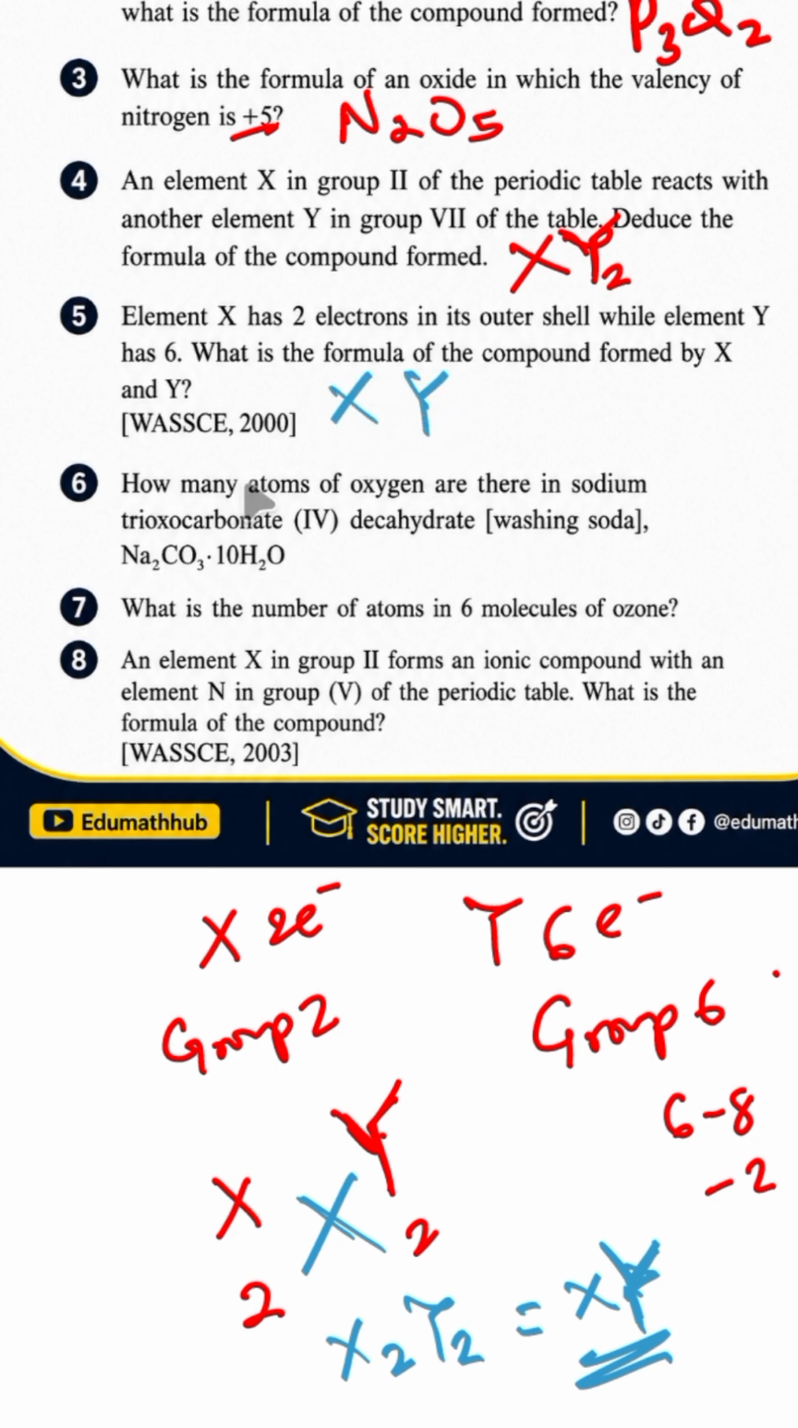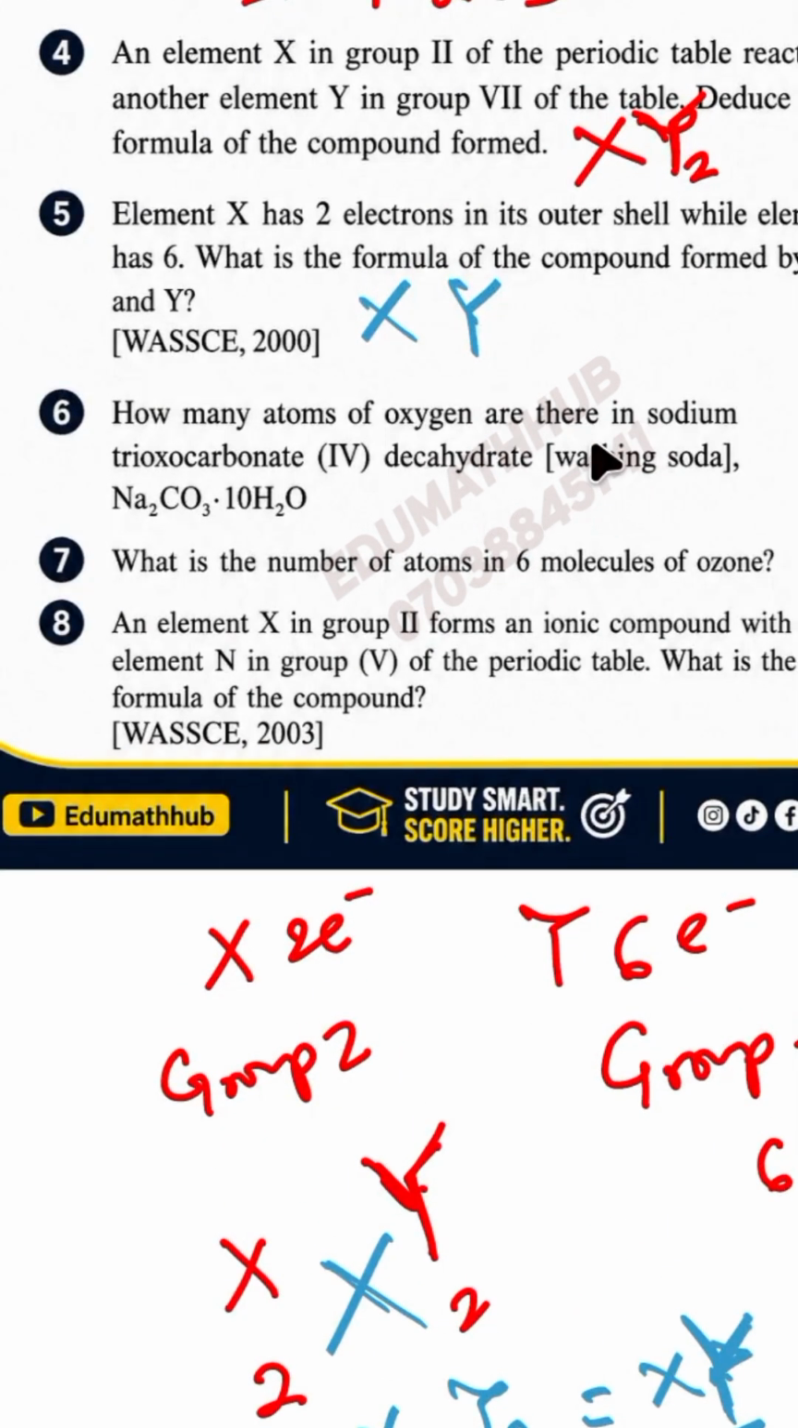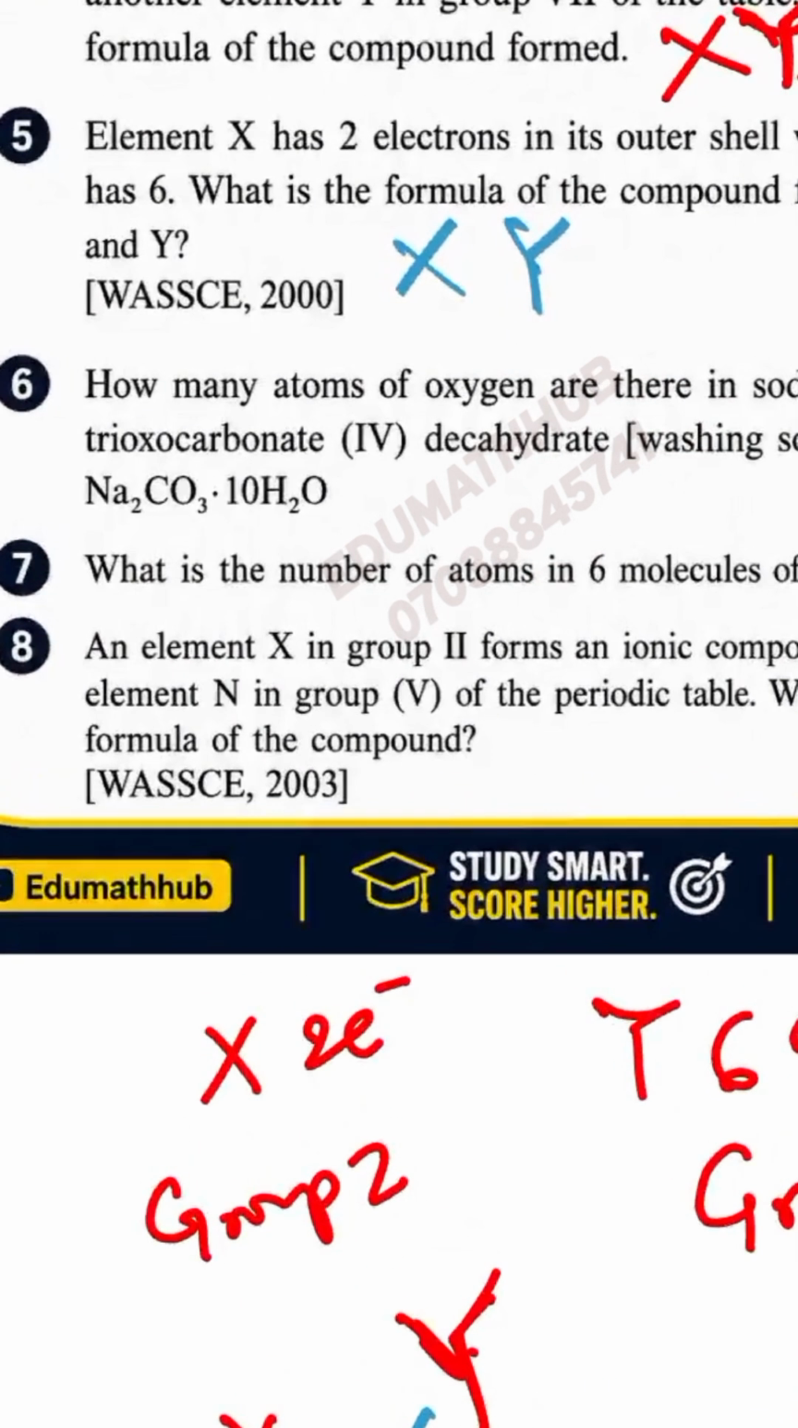That's the answer. Next one, how many atoms of oxygen are there in sodium trioxocarbonate(IV) decahydrate? They give you the formula here. So we're looking for the atoms of oxygen. Let's check the first one. You have Na2CO3, here you have CO3. There are 3 atoms here. That will be 3 plus. You can see 3 atoms here. Then here you have 10H2O, 10 O. That means you have 10 atoms of oxygen there. Total is what? 13 atoms of oxygen.